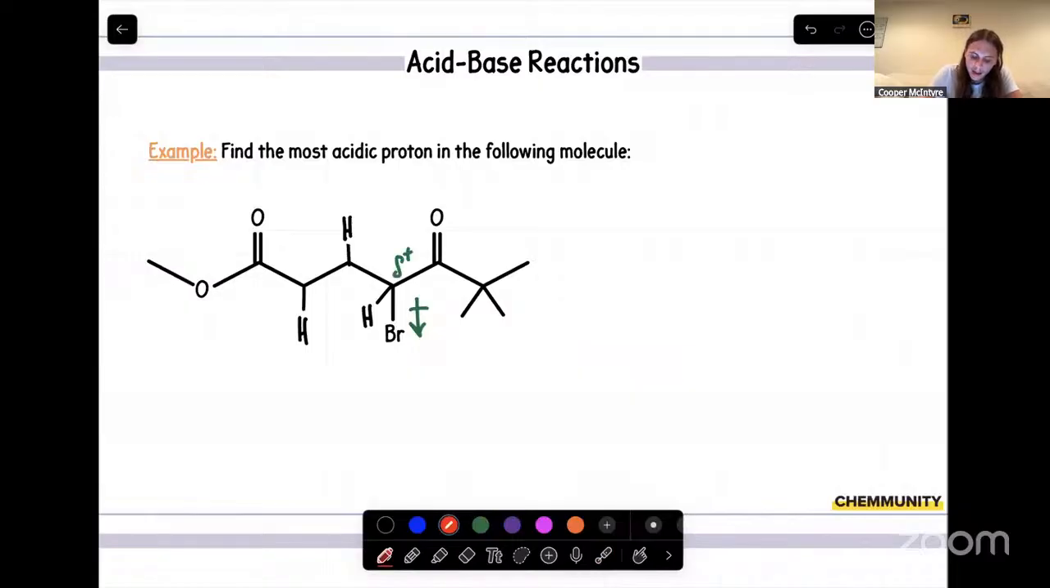And if we were to have a negative charge from looking at that conjugate base, the negative charge not only has resonance, but it has some inductive effects. And since we have that partial positive charge close to that negative charge, that makes it more stable, meaning that this hydrogen is the most acidic proton.